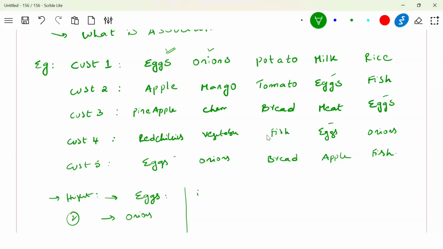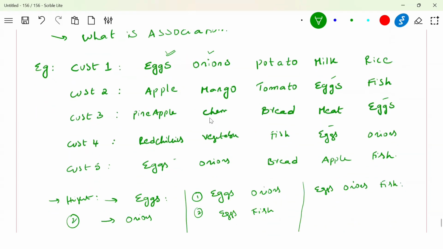So if you see here, the top combination is eggs, onions. The next top is, suppose I'm taking eggs and fish. Okay. Next, we can see the topmost three combinations. So the topmost three combinations are eggs, onions, and fish, I guess.